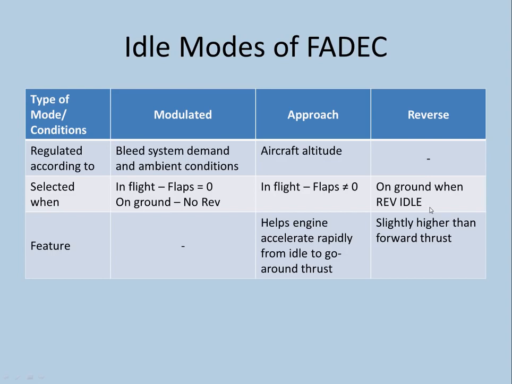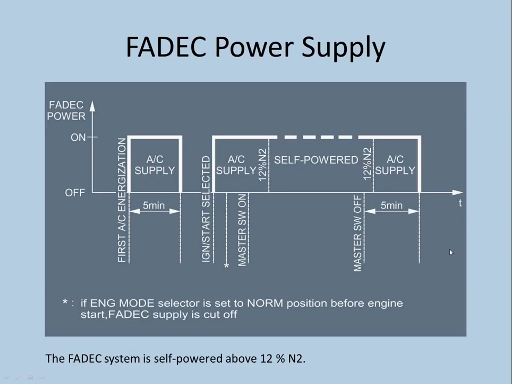When reverse idle is selected, that's when your reverse idle kicks in. And the most important and commonly asked question here is: reverse idle is actually slightly higher than forward idle. Okay, so it is higher than forward idle to improve brake efficiency. All right, now this is the FADEC power supply diagram here.